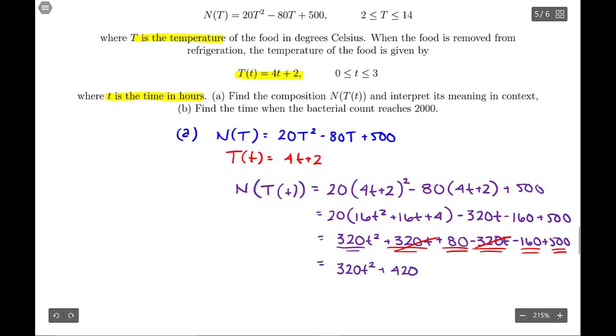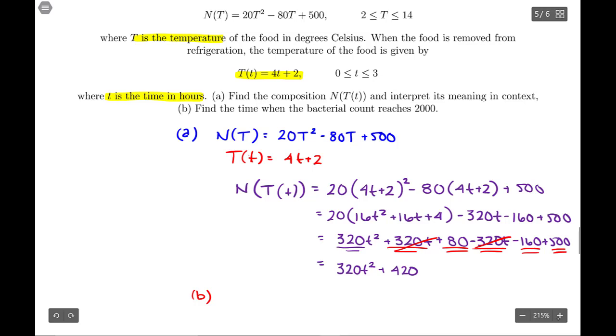So this is our composed function, and it says to interpret its meaning in context. So with our composed function, we can put in any time, and it's going to ignore the temperature because that is now factored into our problem by the composition of the function. So now when we put in a given time, we can determine the number of bacteria without having to know the temperature and without having to utilize two functions simultaneously. And we can put that into practice now with part B.